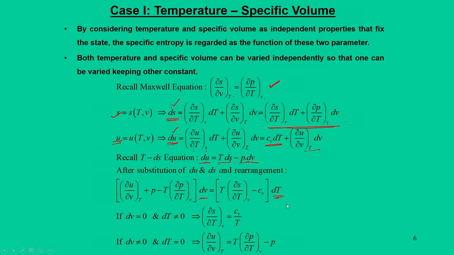Now, let us see the significance of these equations. First, when both parameters are varying, we have to use this equation as it is. But in a situation when dV is equal to 0, that means the changes are happening at constant volume, so the change in specific volume is 0 but dT is non-zero, the right-hand side of the equation becomes 0. So, we get a simplified relation: ∂S/∂T at constant V is Cv by T. And in the second situation, when dV is not equal to 0 but dT is equal to 0, the above equation gets modified to ∂U/∂V at constant T equal to T into ∂P/∂T at constant V minus P. So, these are the two important lessons you get.